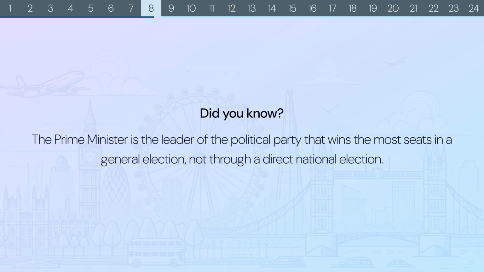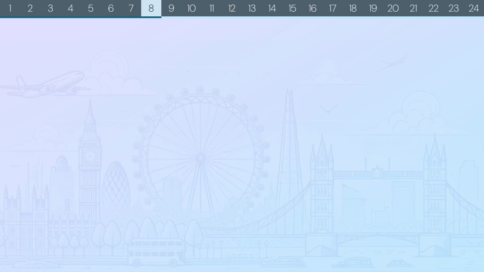Did you know? The Prime Minister is the leader of the political party that wins the most seats in a general election, not through a direct national election.